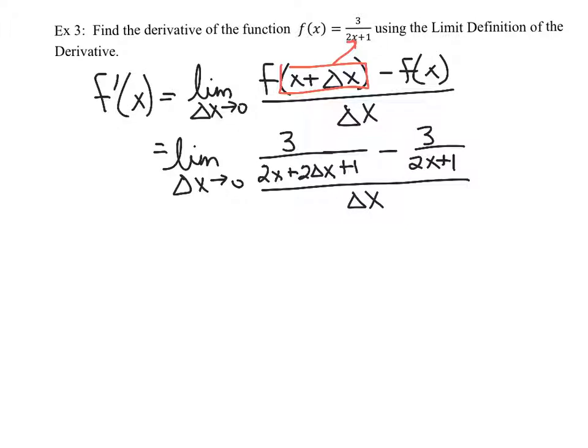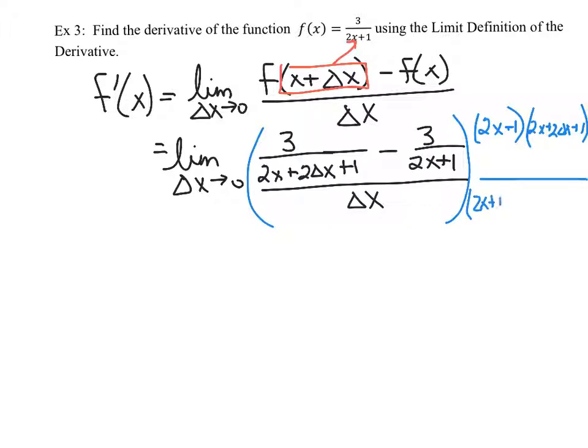Now here's a case where we ended up with a limit that if we substitute 0 for delta x, that's going to give us the indeterminate form. So we of course know that we need to rewrite this one. I have a complex fraction, so I'm going to multiply every single term by the least common denominator, which is pretty complicated: 2x plus 1 times 2x plus 2 delta x plus 1. And that's going to happen both in the numerator and the denominator.